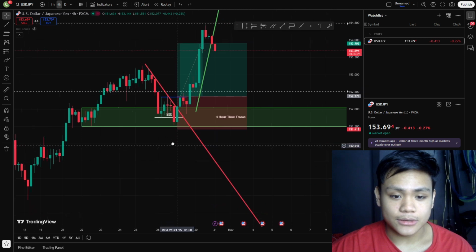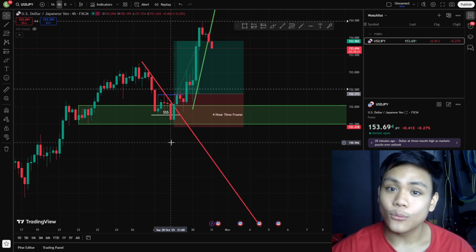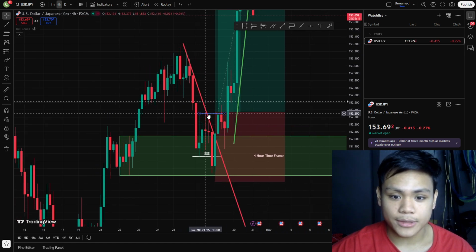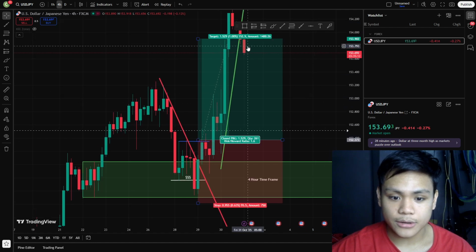Next is, okay, alignment. Okay, next is the timing. When are we going to enter the trade? When it breaks over here. So you can see over here that once I saw it break around here, I took a trade.